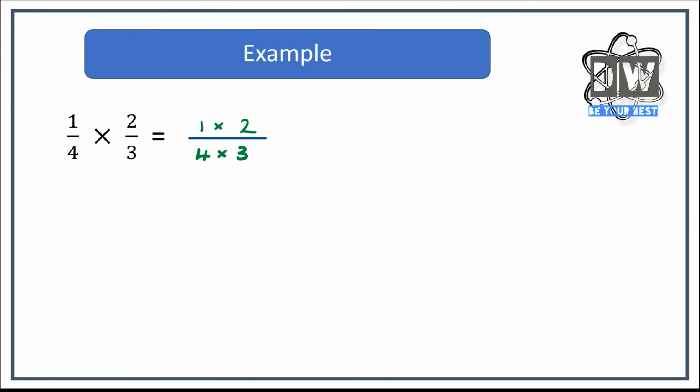And we're going to look at that and say, okay, are any of these numbers divisible by each other? Well, actually 2, how many 2's go into 4? 2 2's go in. So what we can do is we can cancel out the 4, we can cancel out the 2, and I can replace the 4 with a 2, because 2 2's go into 4.